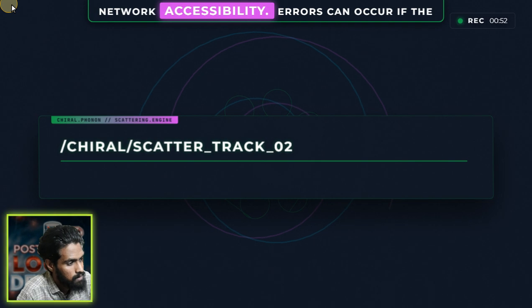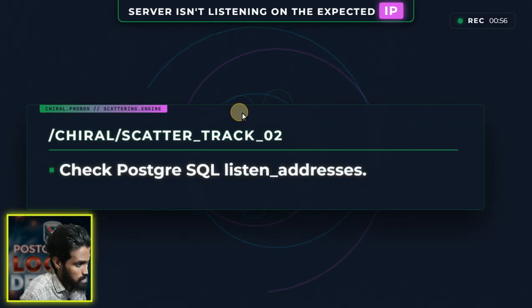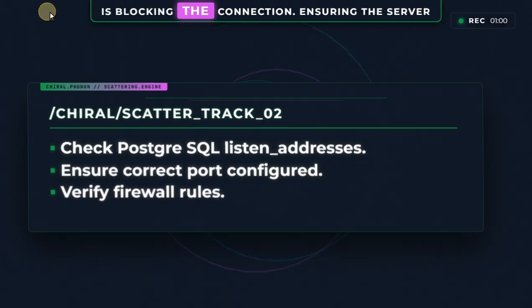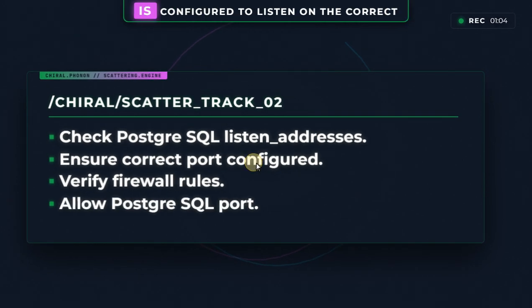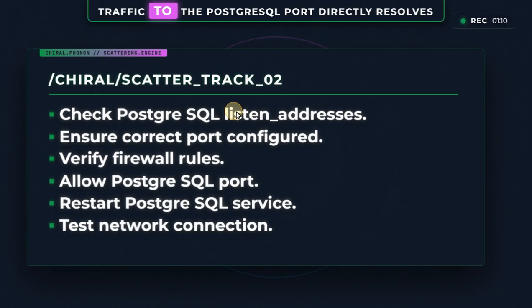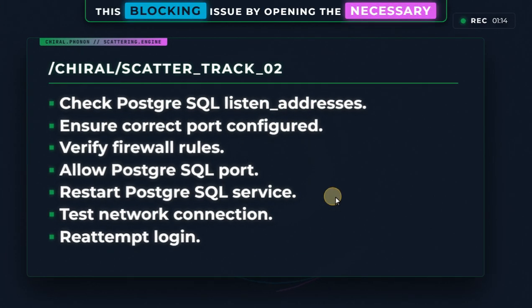The second approach involves checking the PostgreSQL server's network accessibility. Errors can occur if the server isn't listening on the expected IP address or port, or if a firewall is blocking the connection. Ensuring the server is configured to listen on the correct network interfaces and that firewall rules permit traffic to the PostgreSQL port directly resolves this blocking issue by opening the necessary communication channel.